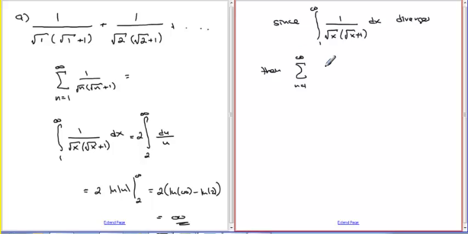The sum from n equals 1 to infinity of 1 over the square root of n times the square root of n plus 1 also diverges. Now, the last two ones that we did, we saw that it converged. So let's do one here where it actually diverges.